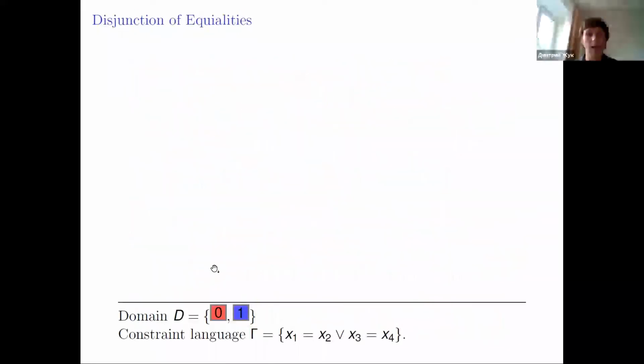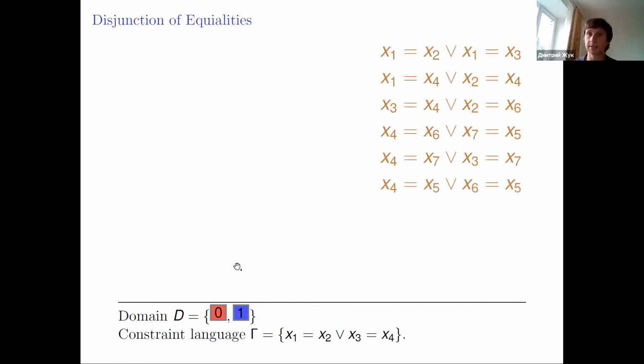Okay, so here is an example which I really like, and that's how I started to think about this problem. Consider a 2-element domain. So we have 2 elements, 0 and 1, or red and blue, whatever you prefer. And we have a constraint language. This is just disjunction of equalities. For example, your instance can be like this.